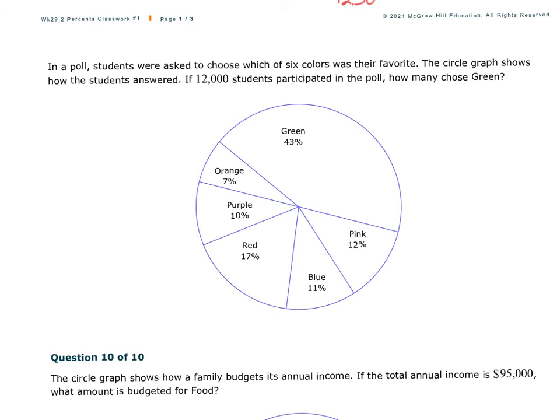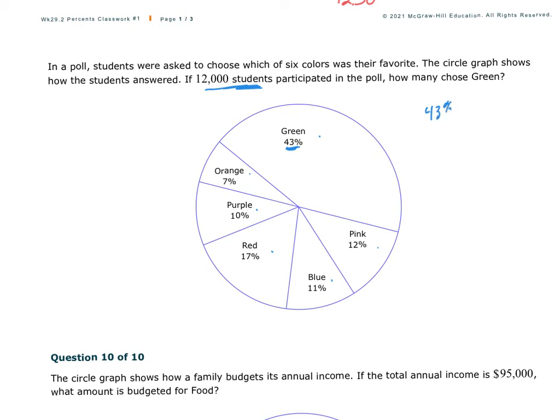All right, next question. In a poll, students were asked to choose which of the 6 colors was their favorite. So here's 6 colors: green, pink, blue, red, purple, orange. Okay, a lot of green. Must be a Yorktown poll. The circle graph shows how the students answered. If 12,000 students participated, wow, that's a lot. How many chose green? Okay, well, 43% chose green.